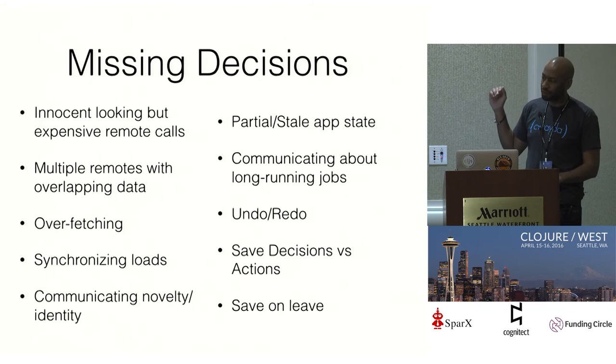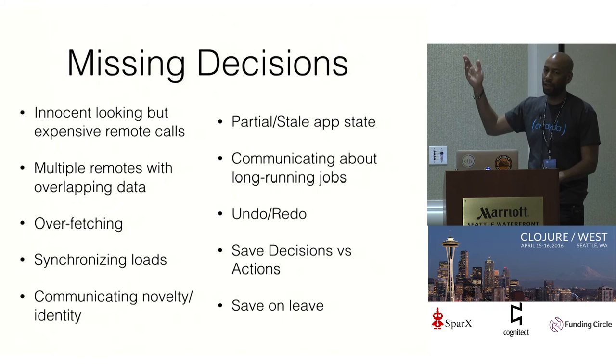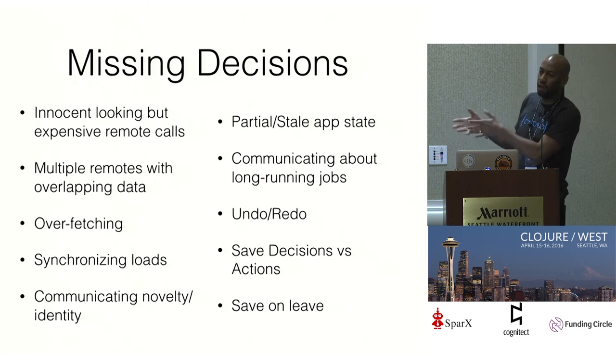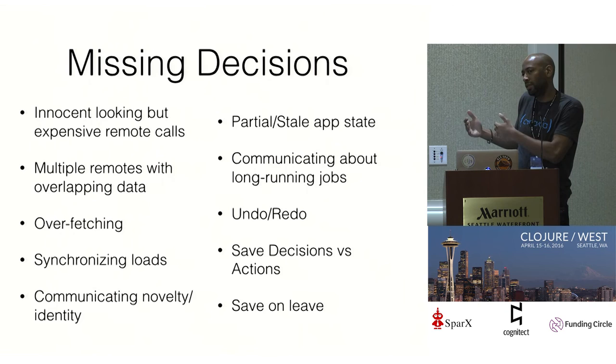I'll highlight a few, like partial is still app state, right? If you're storing all your application state and someone moves to a different section of your application, some of that, or even most of the application state, is still valid. It applies to where they're at and it's up to date. But there's some section of application state that you don't have, so you have to go to the server to get it, or it's out of date. So what do you do there?